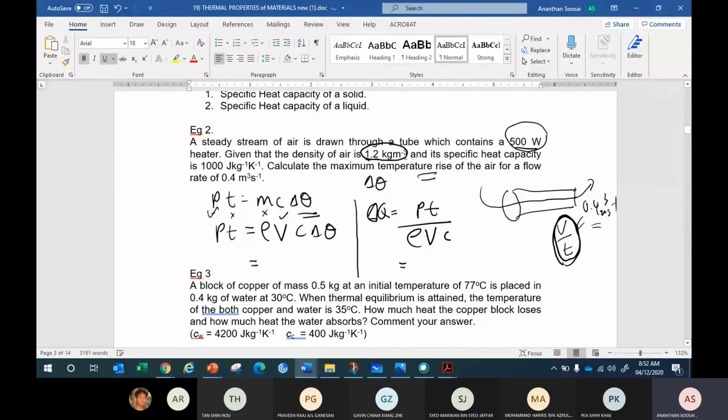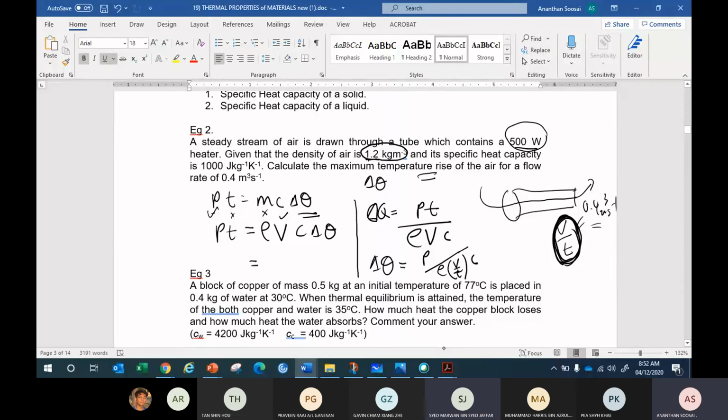But you are given volume per unit time. So here it is time over volume. Maybe you can write this formula like this: P over rho, volume per unit time, times C. Correct? The time we can bring down, but it's going to be volume over time. Yes. So this is your change in temperature.